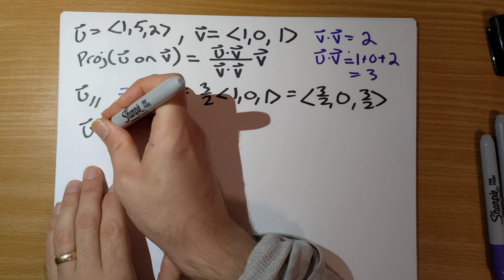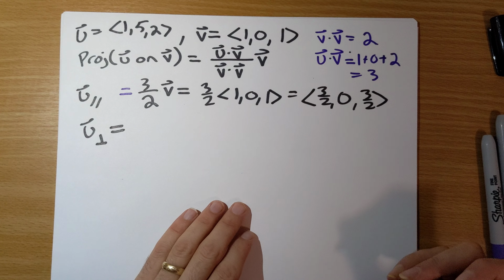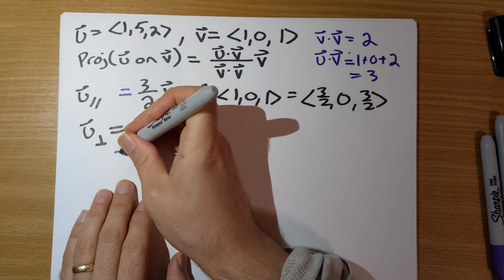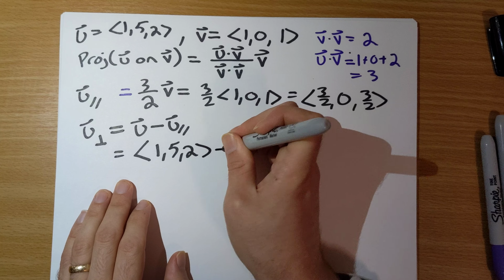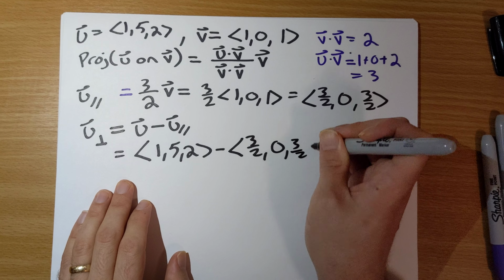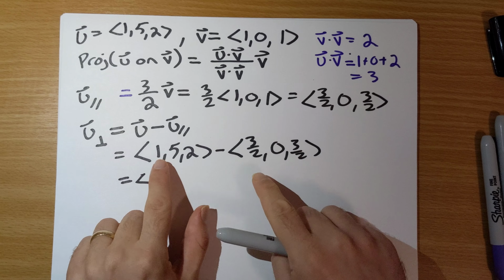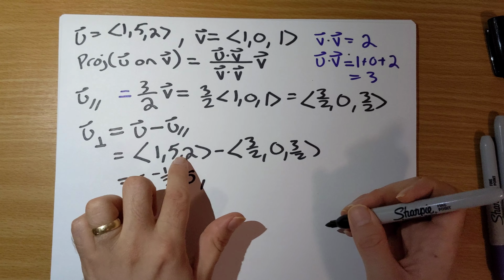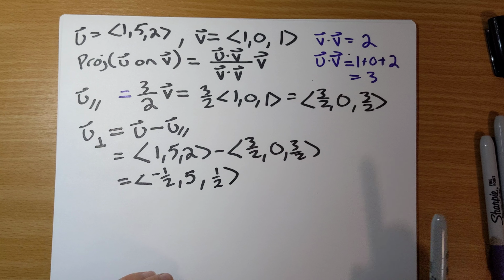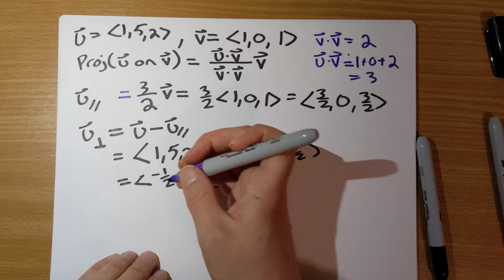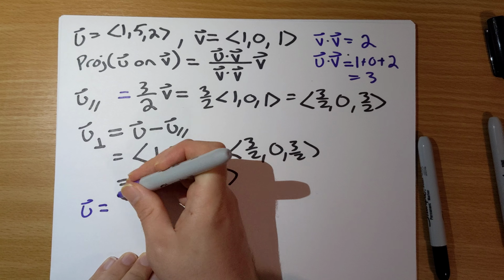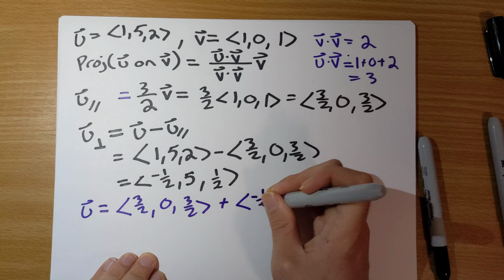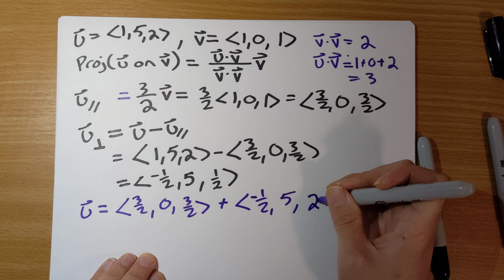So this is our U parallel to V. To find the U perp, the other part of this decomposition, what do we do? We're going to just have this be U minus the projection we just found. So all we do is 1, 5, 2 minus 3 halves, 0, 3 halves. And so this is 1 minus 3 halves is negative 1 half. 5 minus 0 is 5. 2 minus 3 halves is 1 half. So our final answer to problem number 27 is U is equal to 3 halves, 0, and 3 halves, plus negative 1 half, 5, and 1 half.